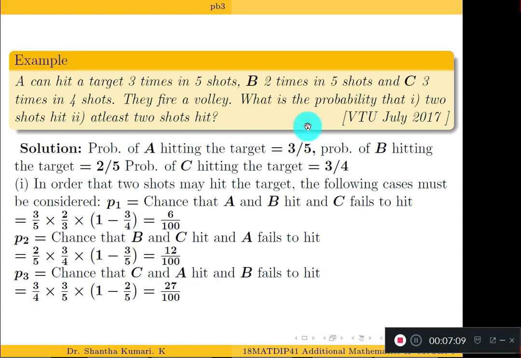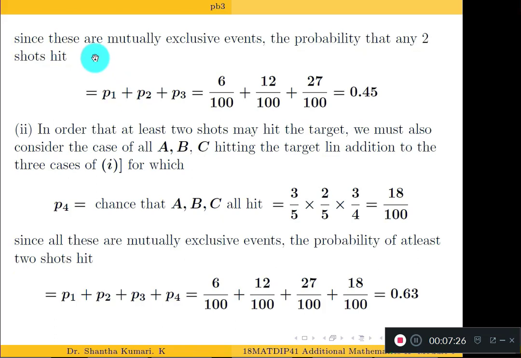Now, exactly two shots hit means you have to add these three possibilities. Either only A and B hit, C does not hit, or B and C hit, A does not hit, or C and A hit, B does not hit. Correct? Add these three probabilities. So answer for the first question is, you add this and check it, you get 0.45. That means 45 by 100, 45%. Next, second question. What is the question?